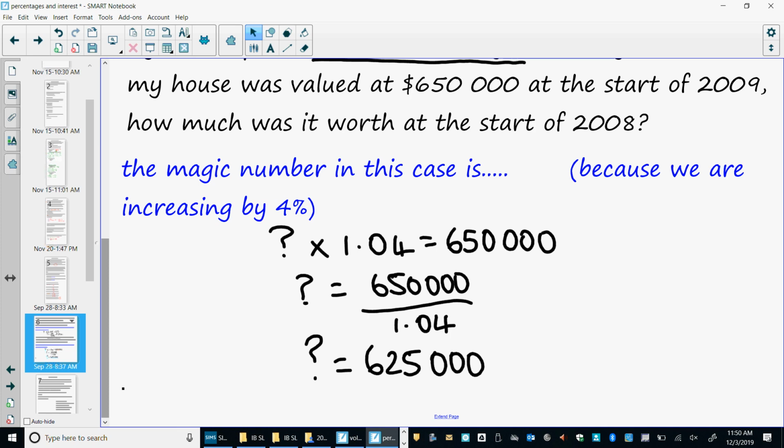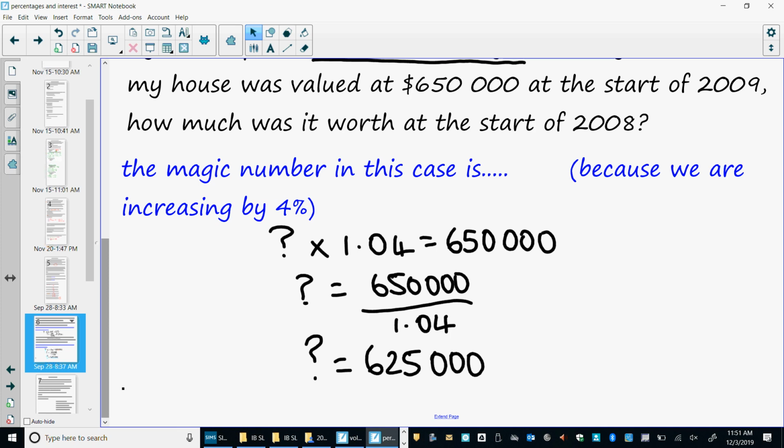Does everyone understand? Okay, so that process is called reverse percentages. Sometimes a question is not going to have big flashing lights saying reverse percentages. So you have to look to see, has a change already happened? Are they trying to find out what the original value was, or are they just simply asking us to increase or decrease something? It's really important that you have the skill of reading the questions too.